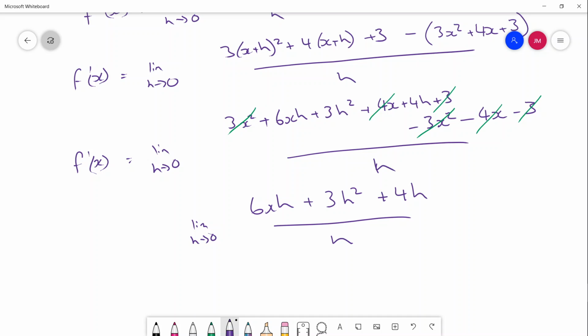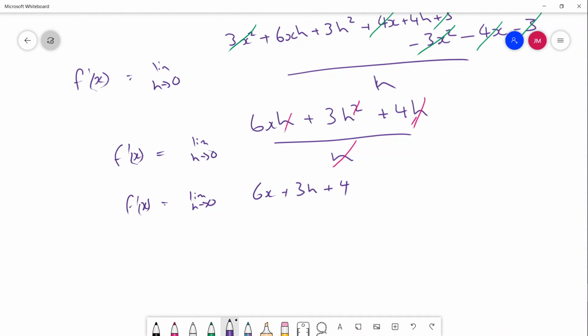And as h approaches 0, we can't sub in h is 0 yet because we've still got the denominator, so let's cancel off an h from each of these terms. And I'd end up with 6x plus 3h plus 4. And as the limit as h approaches 0, that means I can sub in h equals 0 now because there's no h's in my denominator.